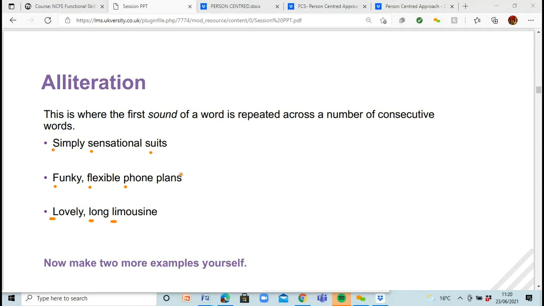Can anyone think of an example of an alliteration, using the same sound to create a sentence or a saying? I can help you with this if you're not 100% sure. Alliteration, whole and hole. Yeah, that would work because it's still the same sound, isn't it? Even though the spellings are slightly different, the sound is the same. Exactly.